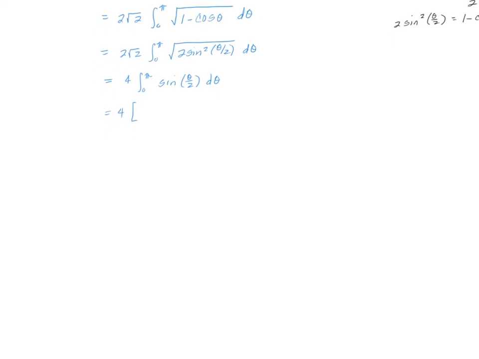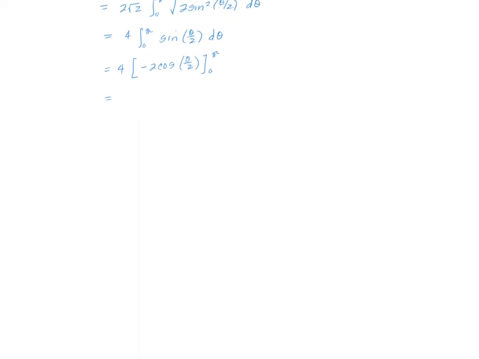Antiderivative of sine is negative cosine. This ends up being a negative cosine of theta over 2 divided by 1/2, which ends up being negative 2 cosine of theta over 2. And then I'm evaluating from 0 to pi. So we have 4 on the outside. If theta is pi, cosine of pi over 2 is 0. So this is simply 0 minus, and then cosine of 0 is 1, so minus a negative 2. And our arc length is 8.